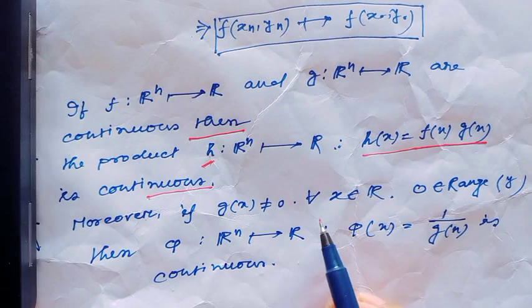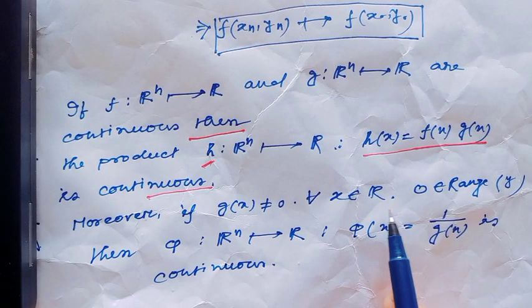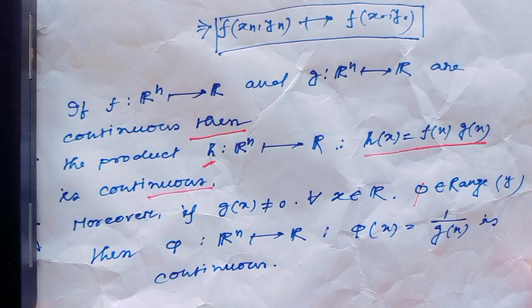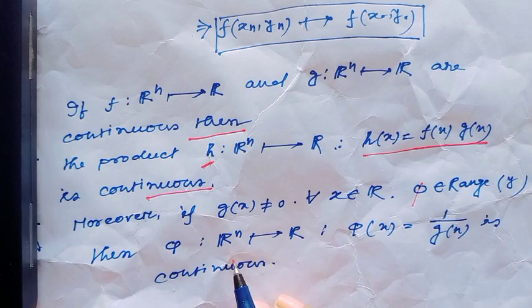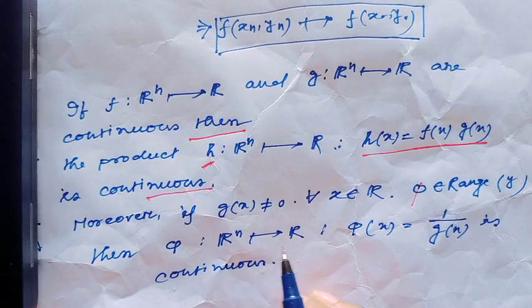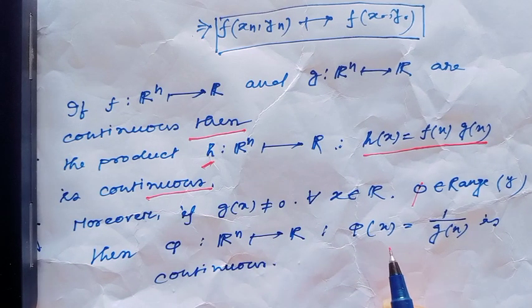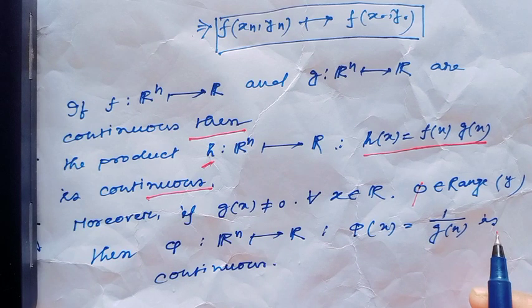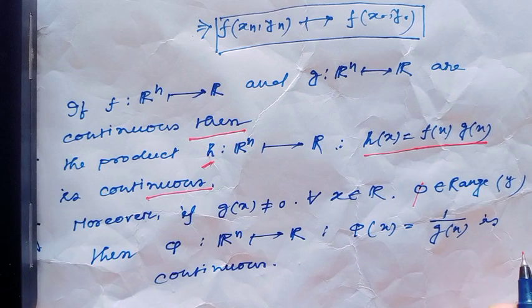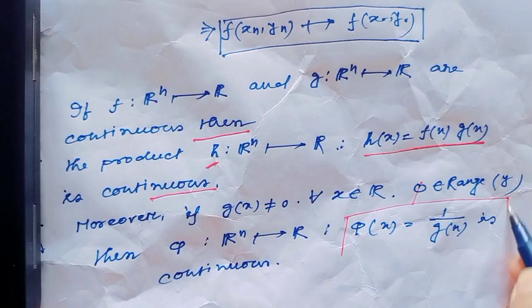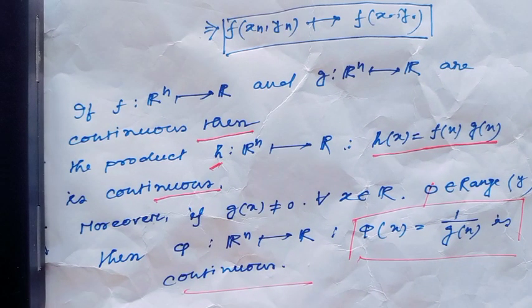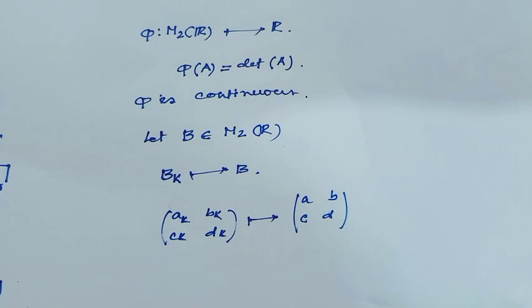Second, if g of x is not equal to 0 for all x, that is, 0 does not belong to the range of g, then consider the new function phi defined from Rⁿ to R such that phi of x equals 1 over g of x. Now try to prove this function phi is a continuous function. Try to prove it yourself, then you will understand this question in a better way. Leave it for you just as an exercise.